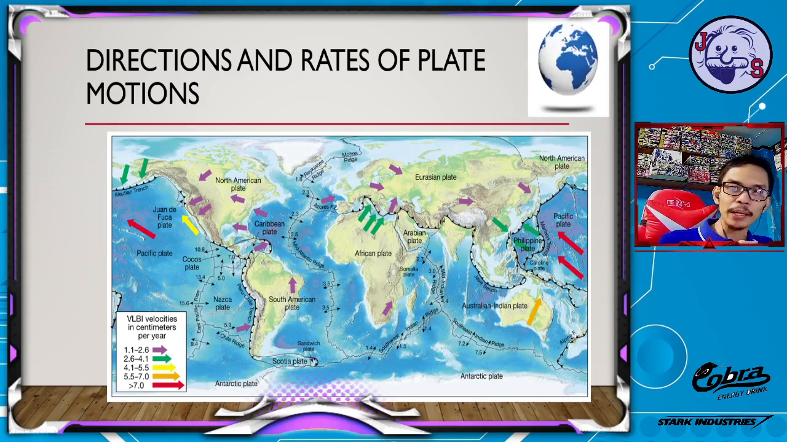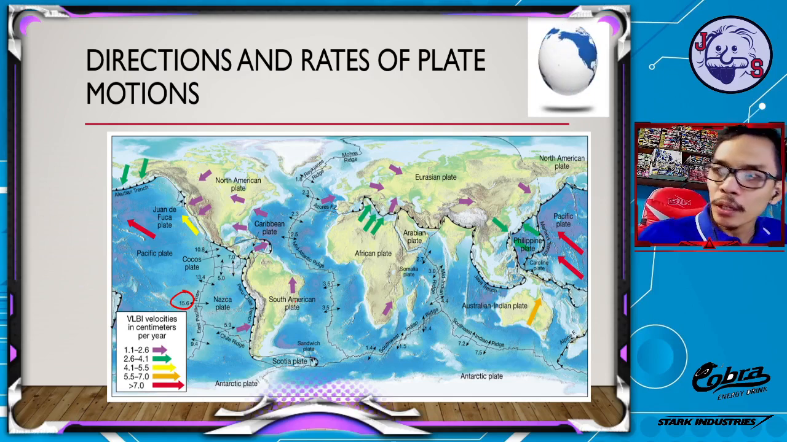Some of them are moving greater than 7 centimeters per year. Some of them are very slow, like 1.1 centimeters per year, like the one in the South America Eurasian plate. And there are some that are in medium speed, for example 2.6 to 4.1, that is the Eurasian plate and the African plate convergence over there. The greatest movement here is 15, as far as I can see. So there you have it.